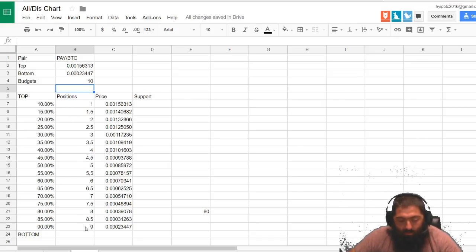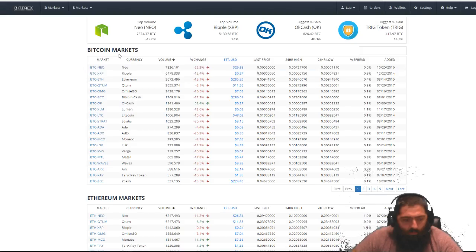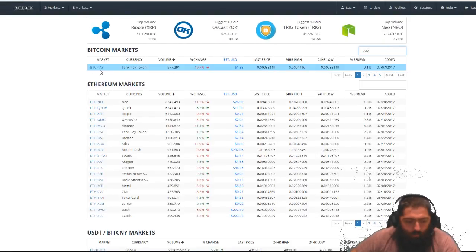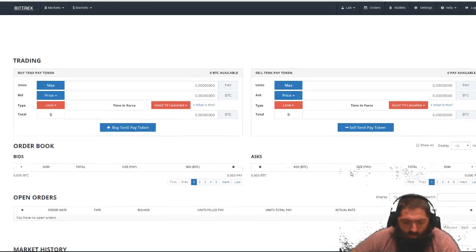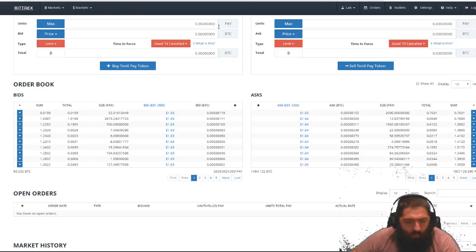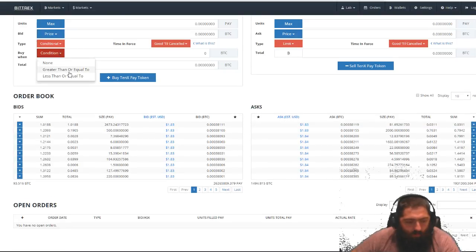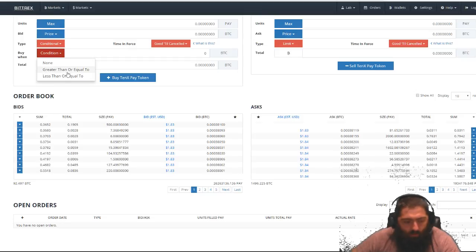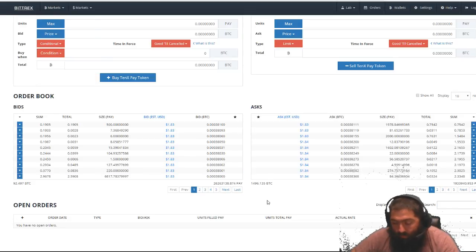So I like the straddling because I can go over to my Bittrex account. I think it's homepage, markets. Let's go over to pay. I can look at my pay and I can do conditional. If the price is greater than or less than, if I'm doing a buy or sell, I could put in the price I want to buy and then schedule it and then wait.